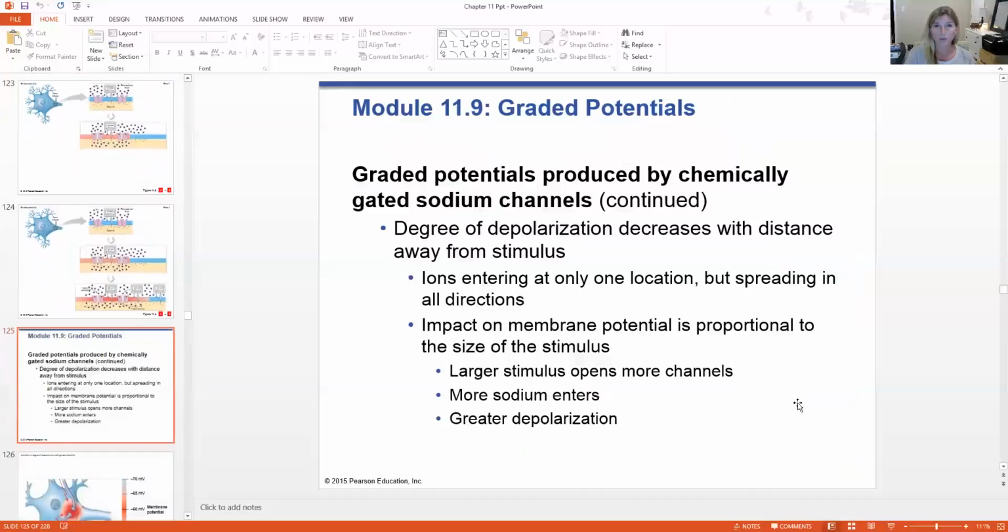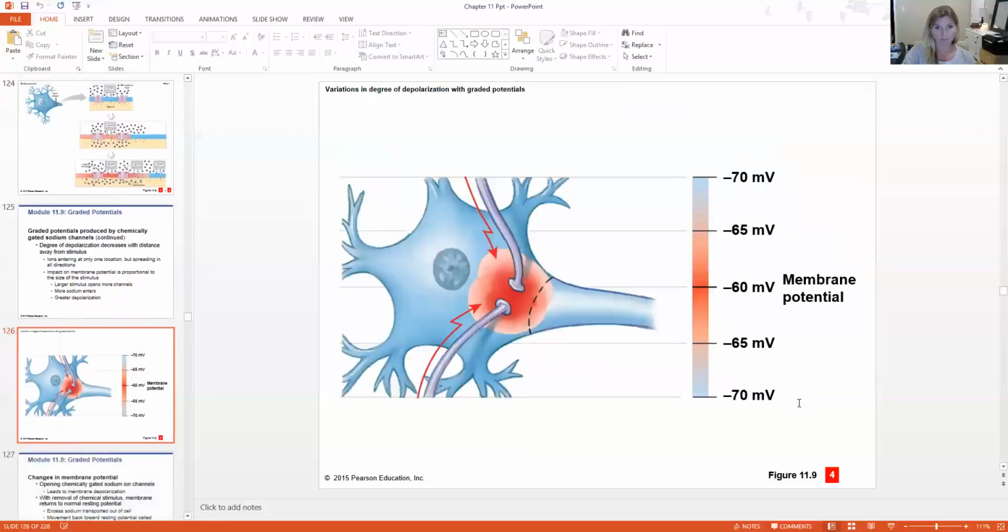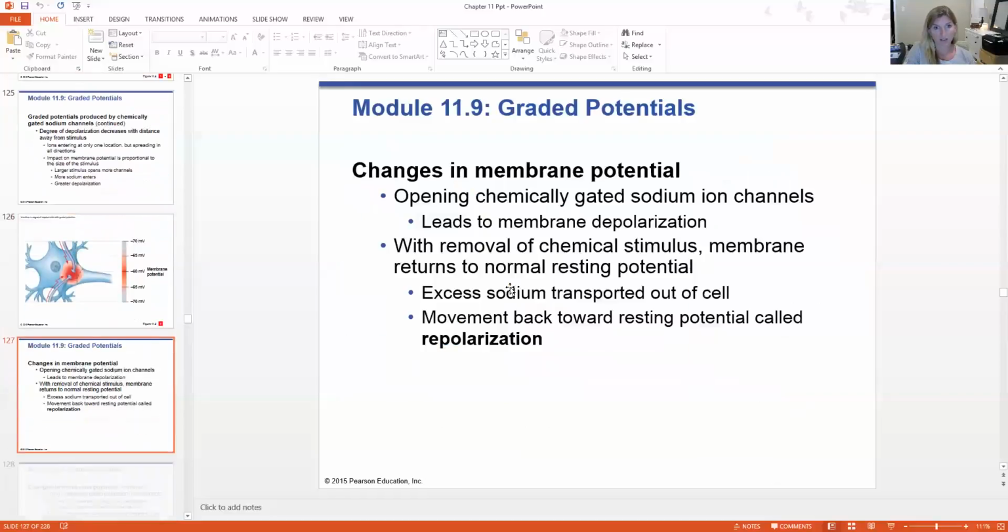The degree of depolarization is going to decrease with distance away from the stimulus. As ions enter at one location, they spread out in all directions. That's obviously going to dilute the signal. So the impact on membrane potential is proportional to the size of the stimulus. The larger the stimulus, the more channels are going to open. The more sodium enters, the greater the depolarization, etc. So here you see maybe 2 neurons coming in and causing that excitation or depolarization at that axon hillock.